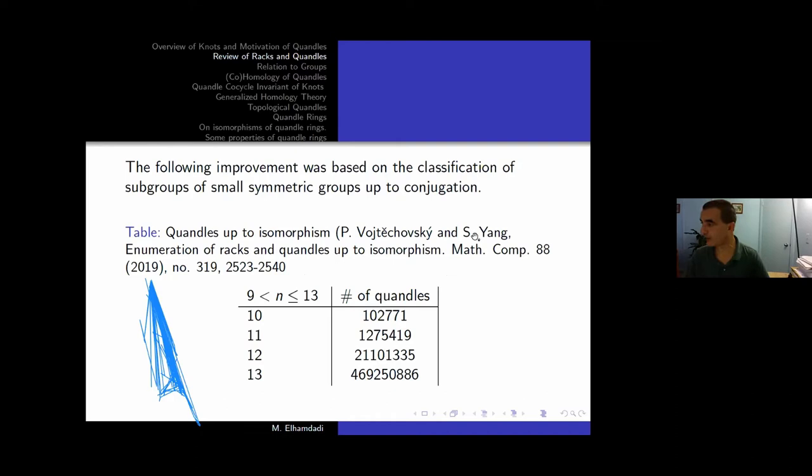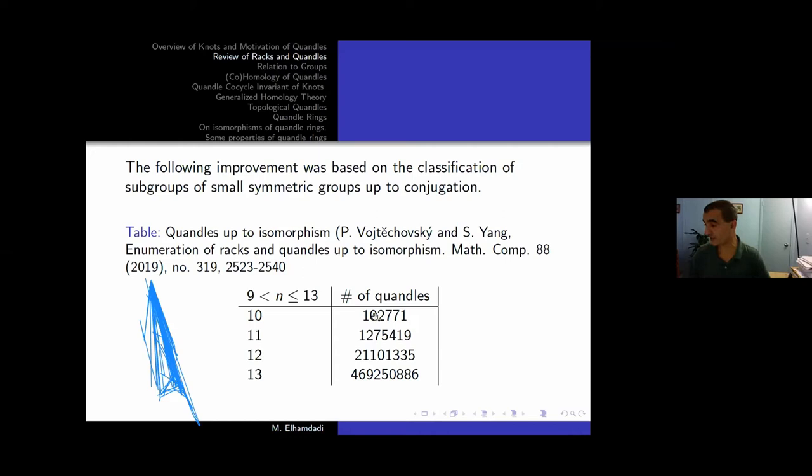Seung Yeop, I think, now is in South Korea. He was his postdoc, and they wrote a nice paper titled Enumeration of Racks and Quandles up to Isomorphism. You can find it on arXiv or on MathSciNet. It's published by the American Mathematical Society journal Mathematics of Computation, and they pushed things up to 13. Then in addition to the previous numbers we had, now we have the number of quandles for order 10, 11, 12, and 13. You see the number gets really huge.